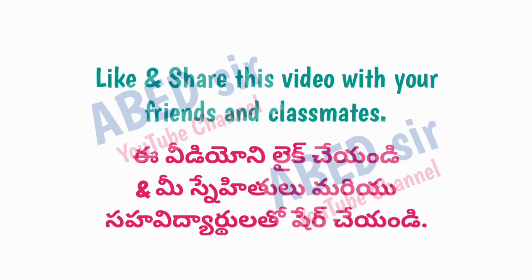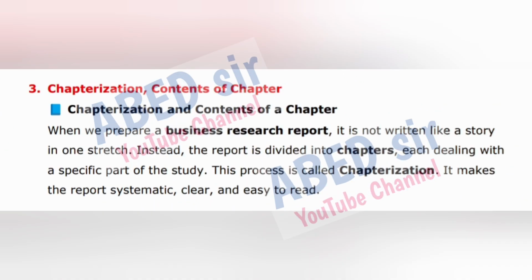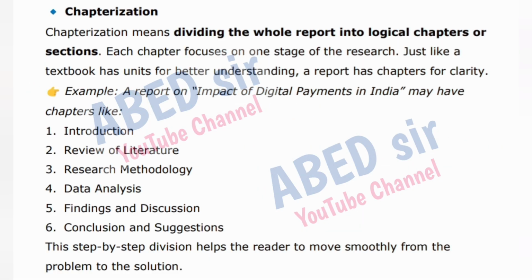Next important long question is 3. Chapterization and contents of a chapter. When we prepare a business research report, it is not written like a story in one stretch. Instead, the report is divided into chapters, each dealing with a specific part of the study. This process is called chapterization. It makes the report systematic, clear, and easy to read.